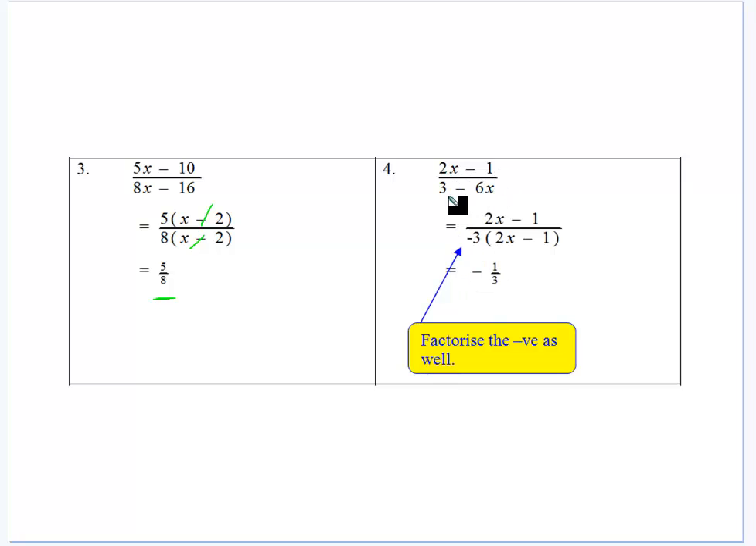2x minus 1. This one's a little bit different, because if I factorise the 3 out of the bottom, as I've got, that would give me 1 minus 2x.